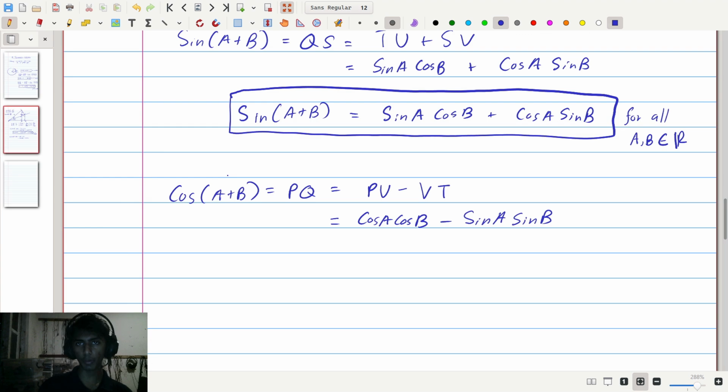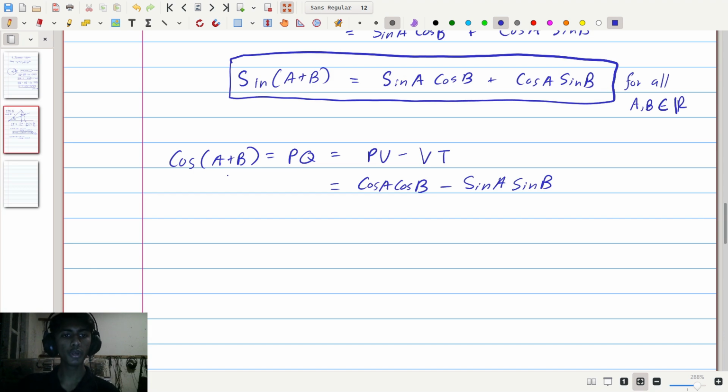Again, we have accomplished our mission because we have written cosine of A plus B in terms of sine of A, sine of B, cosine of A, cosine of B, tangent of A and tangent of B. In this case, we didn't need tangent of A and tangent of B. We have accomplished it with simply just sine and cos. So alright, there's no problem there. So then, the cosine of A plus B is equal to cosine of A, cosine of B minus sine of A times sine of B.